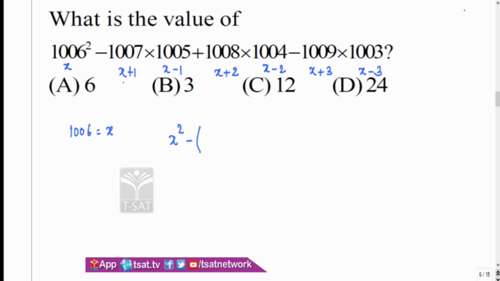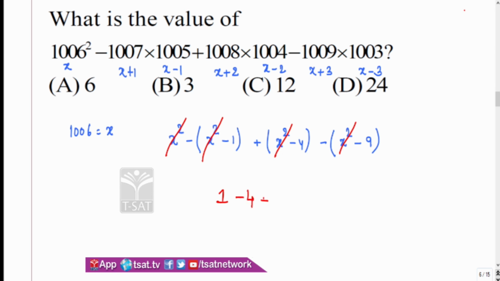First, x plus 1 into x minus 1 is x square minus 1, plus x plus 2 into x minus 2 is x square minus 4. Then after minus, x square minus 3 square, that is 9. See here, x square minus x square cancel, x square minus x square also cancel. Now minus 1 into minus 1 is plus 1, then plus into minus is minus 4, then minus into minus is plus 9. So 1 plus 9 is 10, 10 minus 4 is 6.